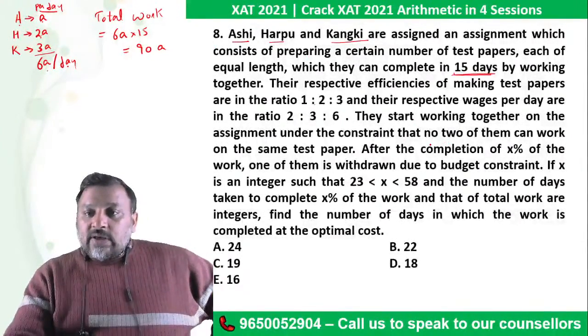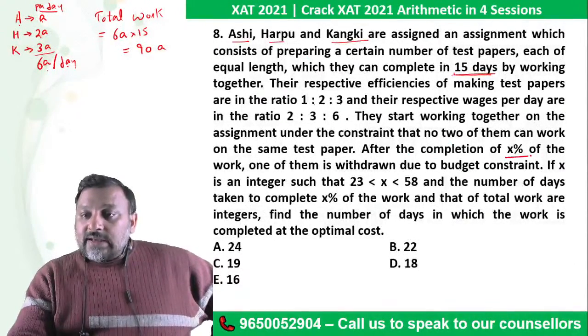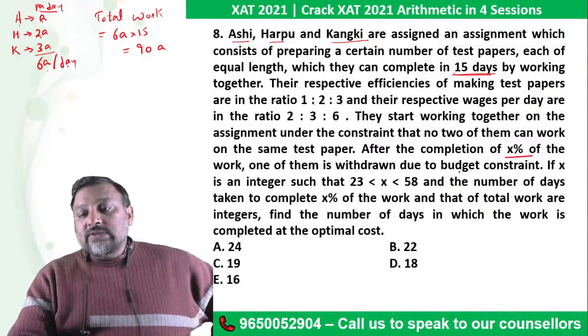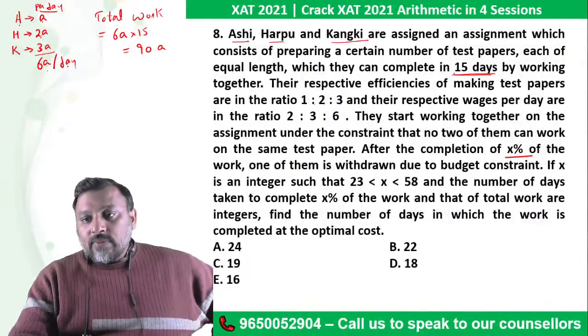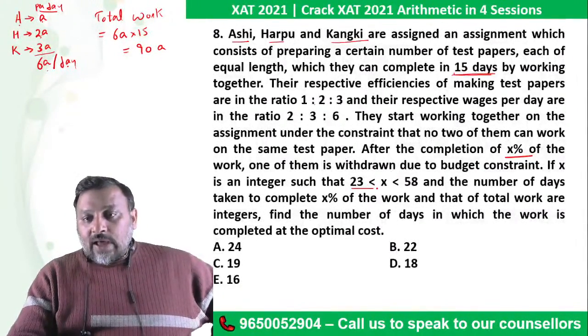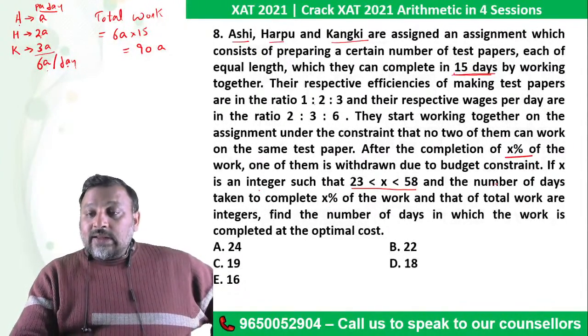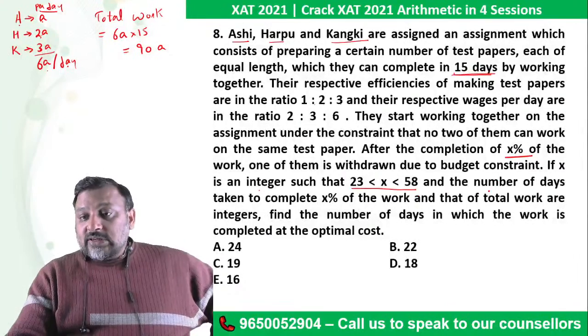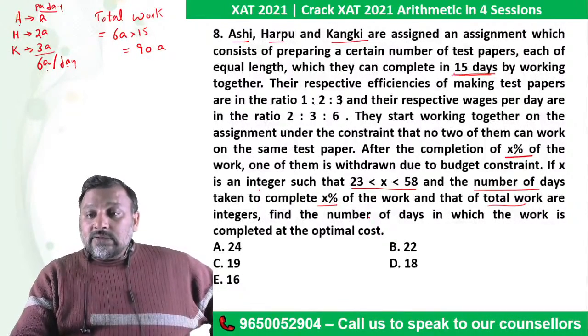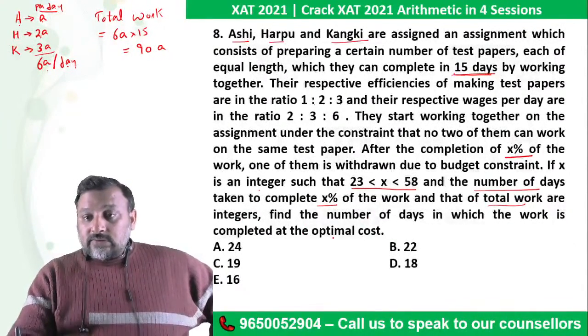Now it is given after the completion of X% of the work, one of them is withdrawn due to budget constraints. So that means only 2 are left now. Then the range for the value of X is given, and X is an integer. And then this further information is given that number of days taken to complete X% of the work and total number of days are also integer.